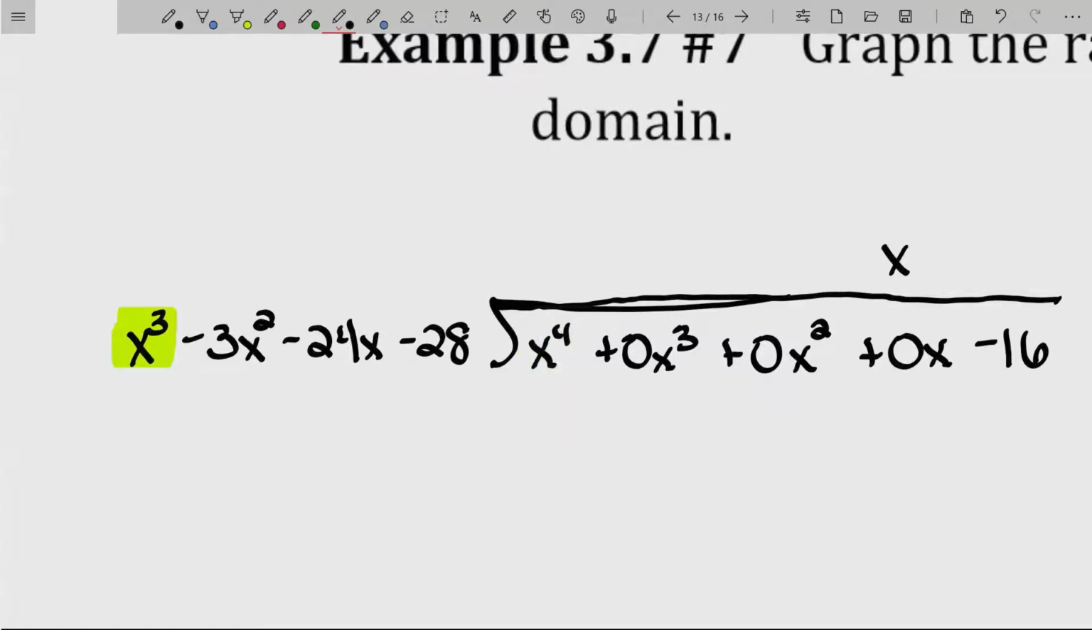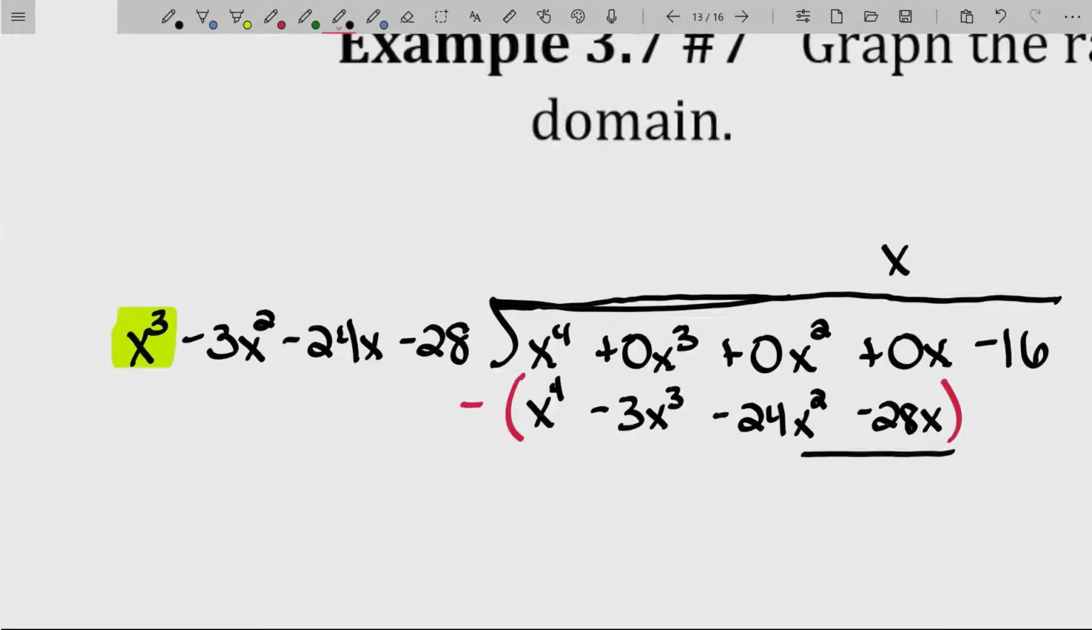You get to double check your work. Take that x and multiply it against every term in that polynomial, and you'll get x to the fourth. Let's see, x times a negative 3x squared is a negative 3x cubed. X times a negative 24x is a negative 24x squared. And finally, x times a negative 28 is a negative 28x. Do not forget to subtract that entire statement. Let's see, the x to the fourths cancel by design. If they don't, then you did something wrong.